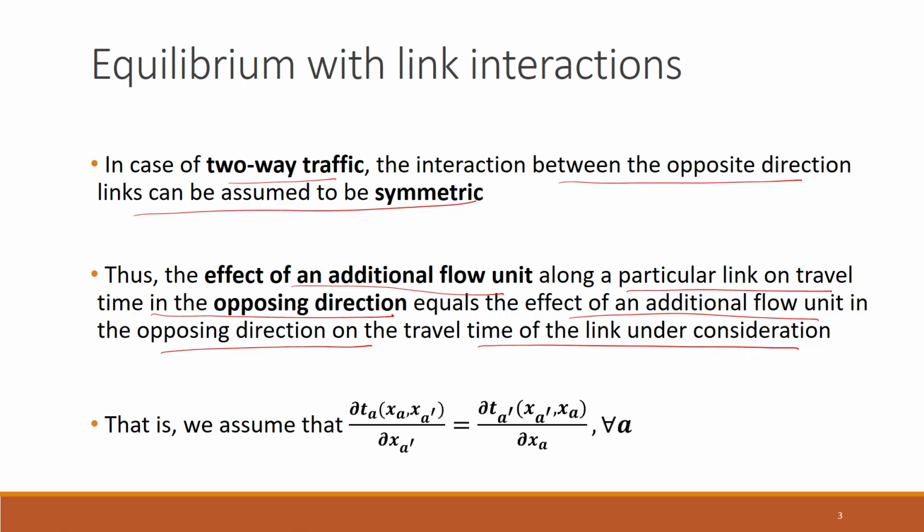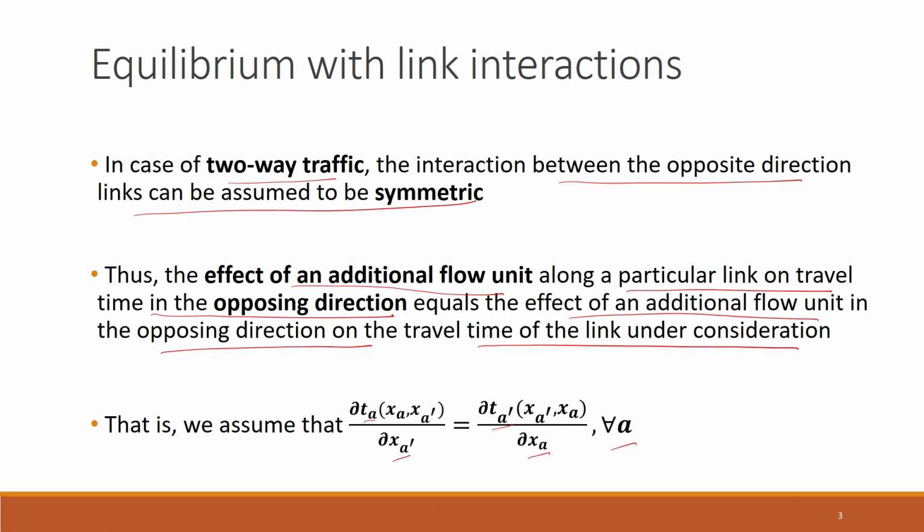It means that the rate of change of the travel time on link A with respect to the flow in the opposite direction link is the same as the rate of change of the travel time on the opposite link A dash with respect to the flow on link A. And this holds for every pair of links.